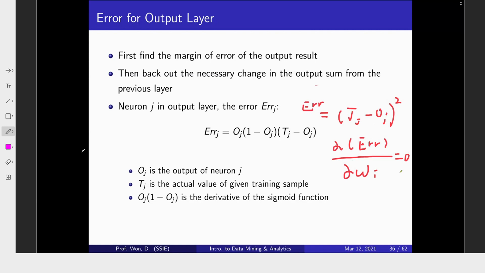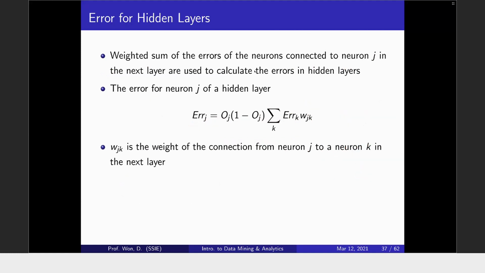Then we would like to calculate this one with some mathematics. I'm not going to introduce it in great detail. Let's think about it. Some error function can be defined like that for each neuron in the output layers. Got it? Then the weighted sum of errors of the neurons connected to neuron J in the next layer is used to calculate the error in the hidden layer. So from the last layer, we calculate the errors. Then we change the weight vector slightly to minimize this error term.